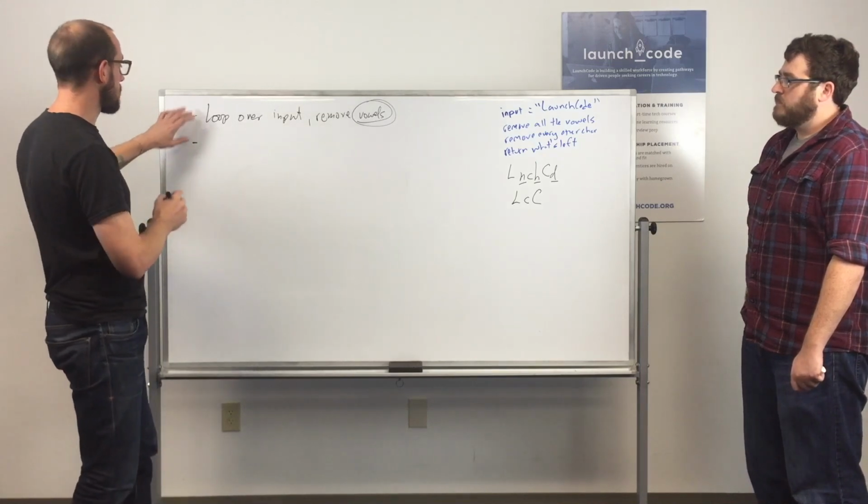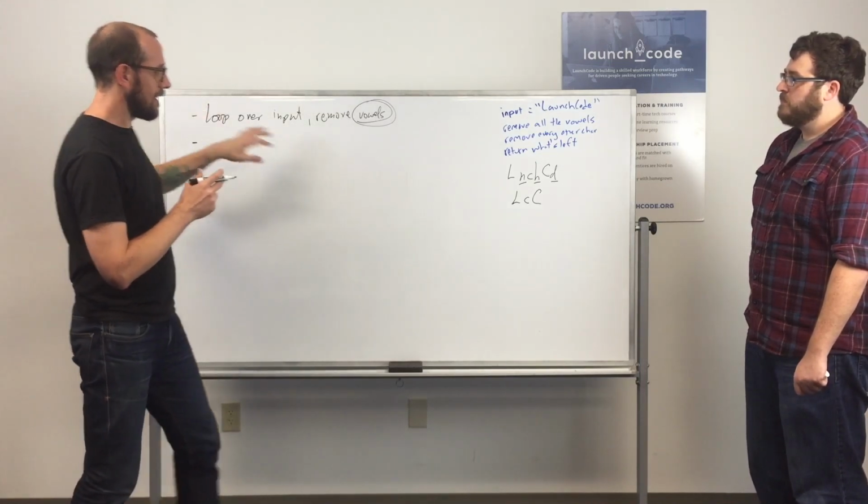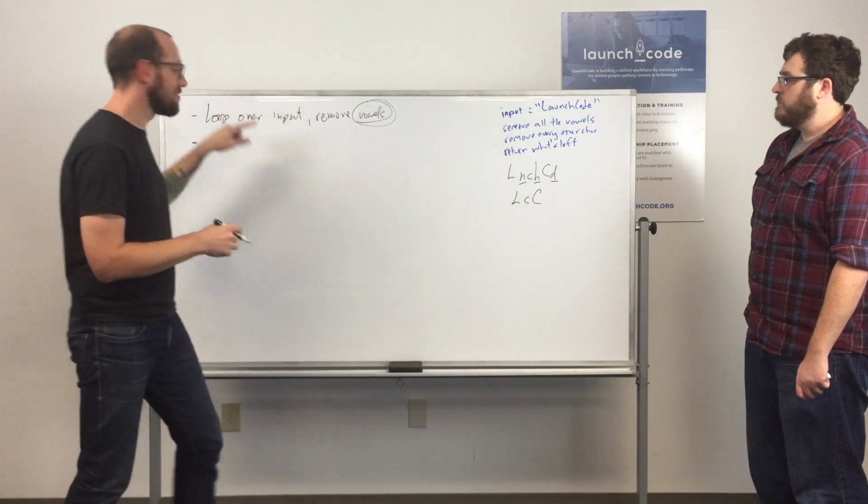Then I think I'm going to need a second loop. It might be too complicated to try to take out every other character while I'm also checking for vowels.